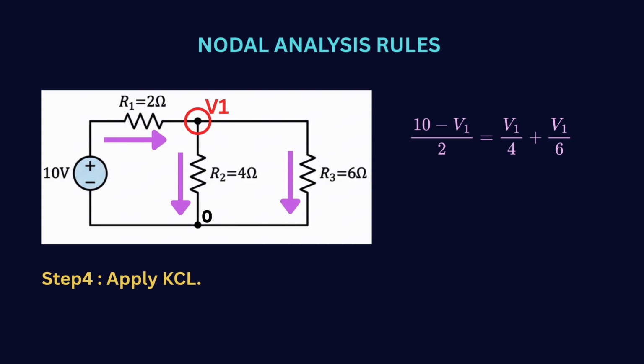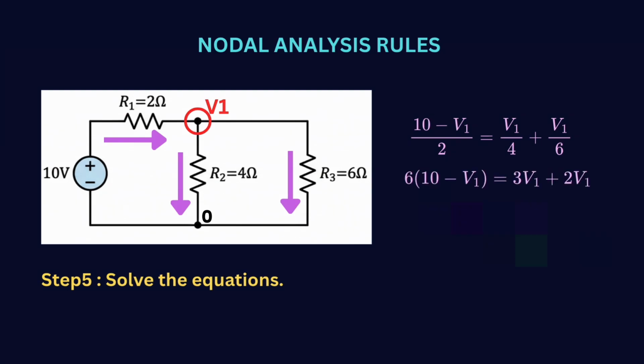We obtain this particular equation based on the current directions we have assumed. And next, solving it, we obtain 6 into (10 minus V1) equal to 3V1 plus 2V1, which is nothing but 60 minus 6V1 equal to 5V1. So V1 equals 60 by 11, which is nothing but 5.45 volts. As you can see here, even though the circuit has two meshes, only one KCL equation was required.